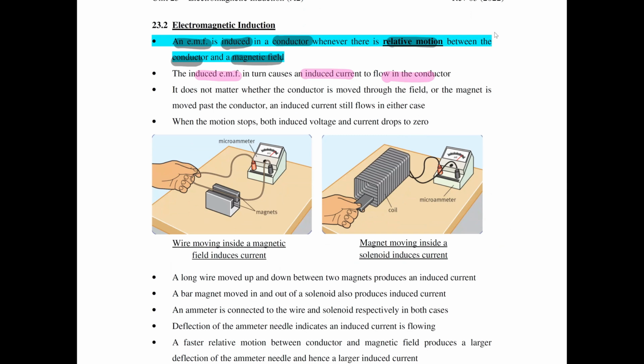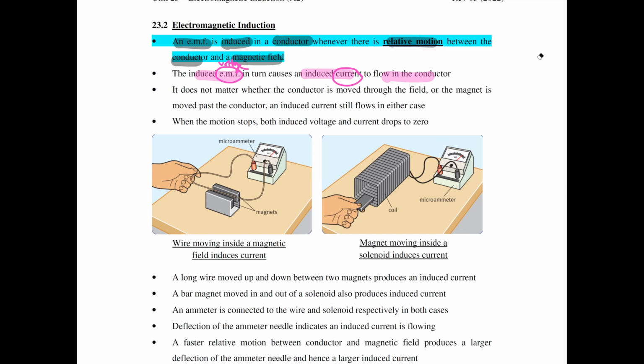Now, EMF and current are two different physical quantities. EMF is actually referring to your voltage. Current is really referring to current itself. So they are actually two different physical quantities with different units, but they are closely related. When you have voltage, you're going to have current and vice versa.